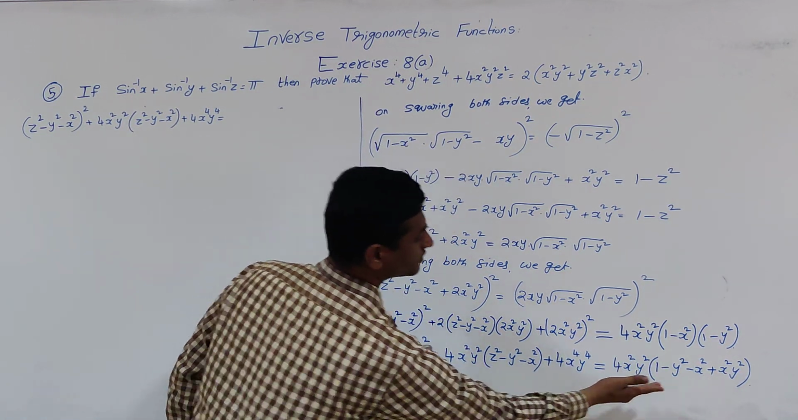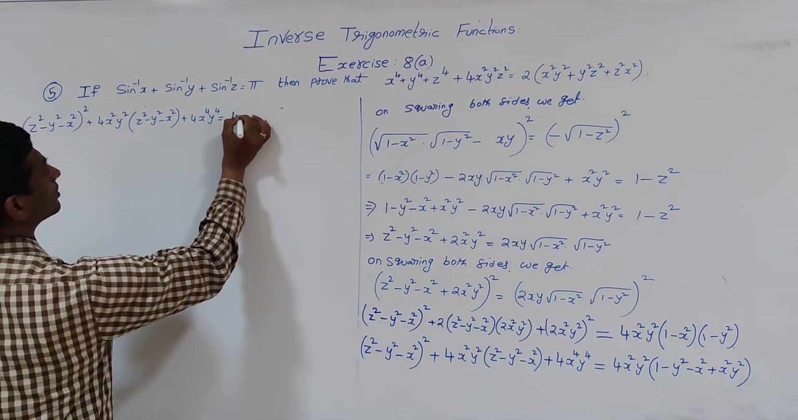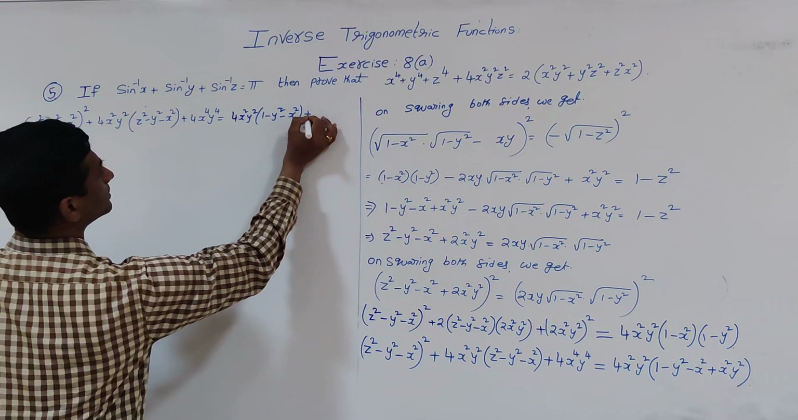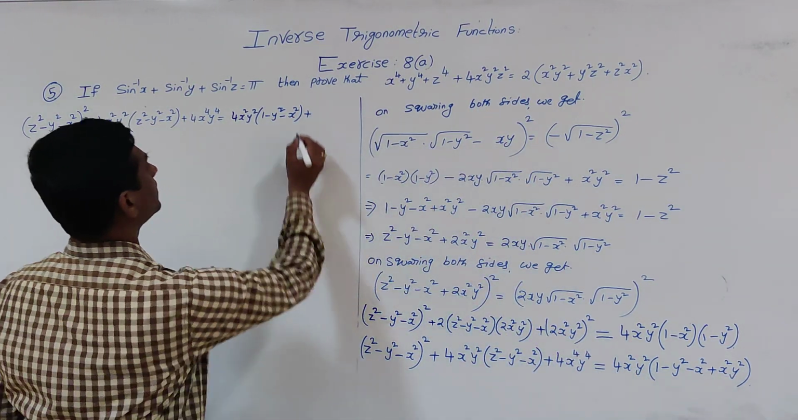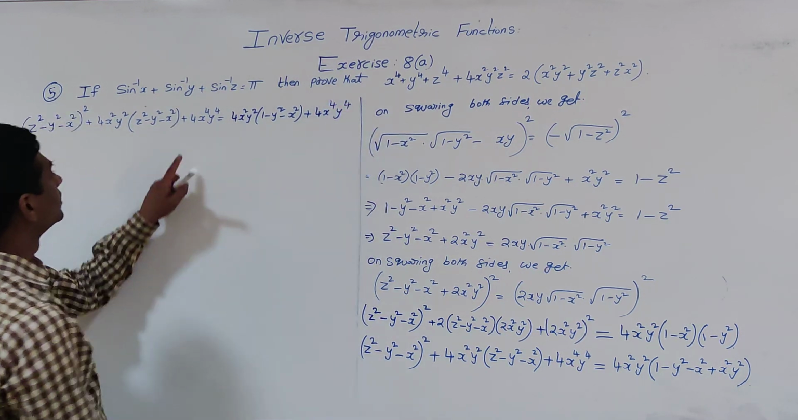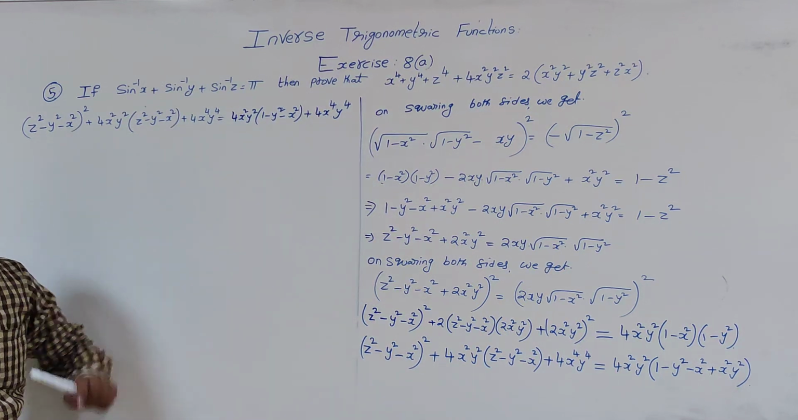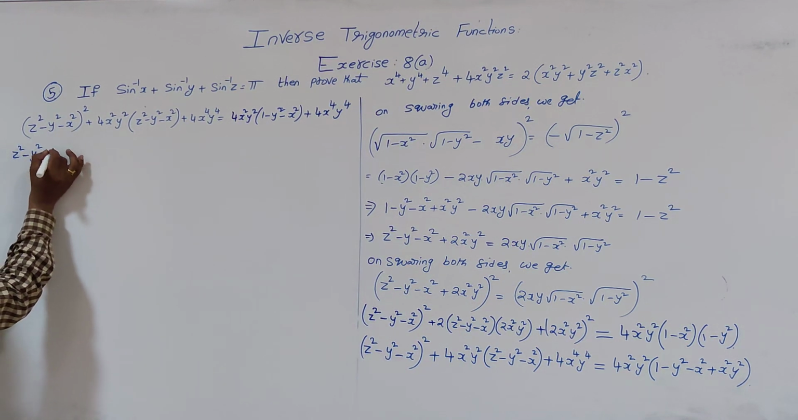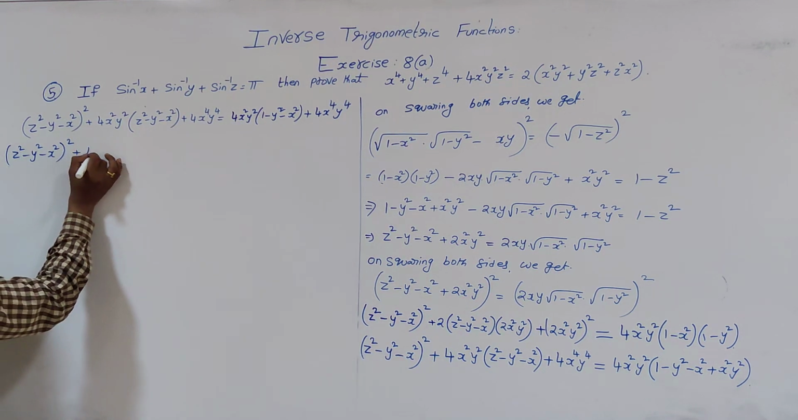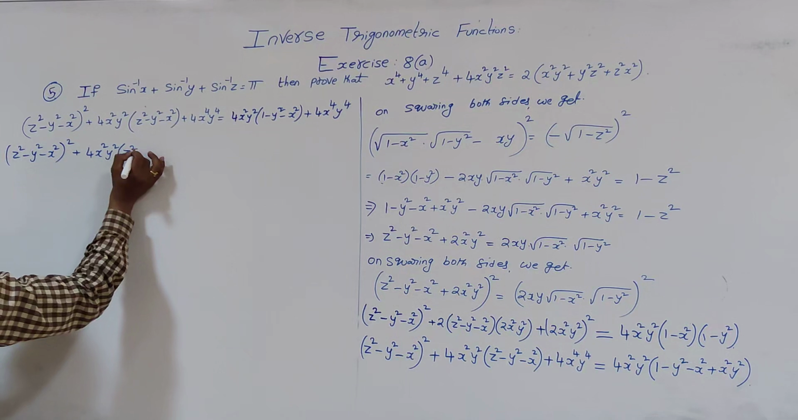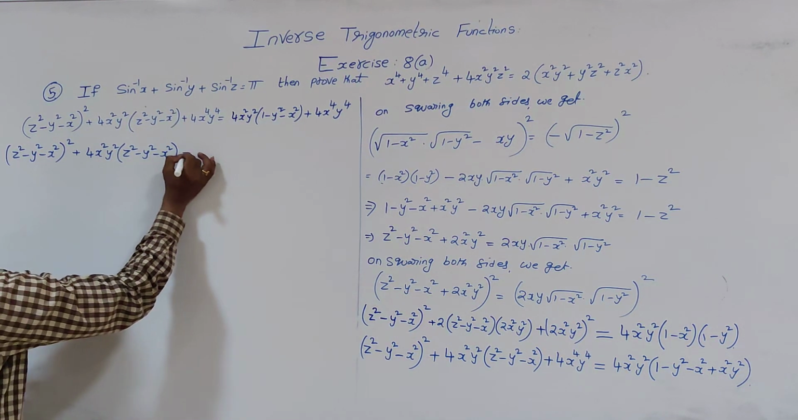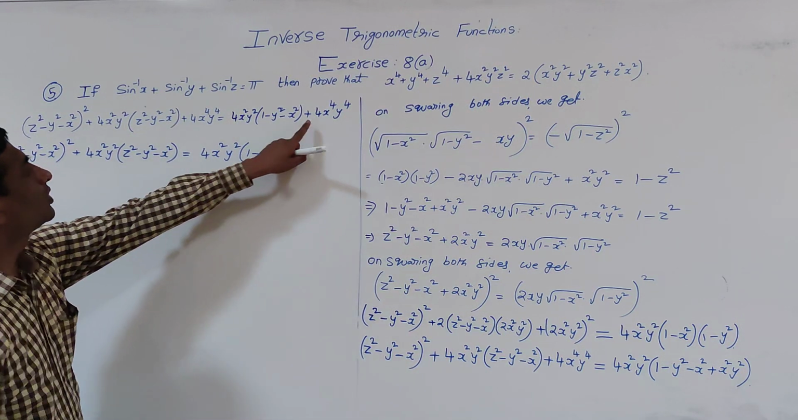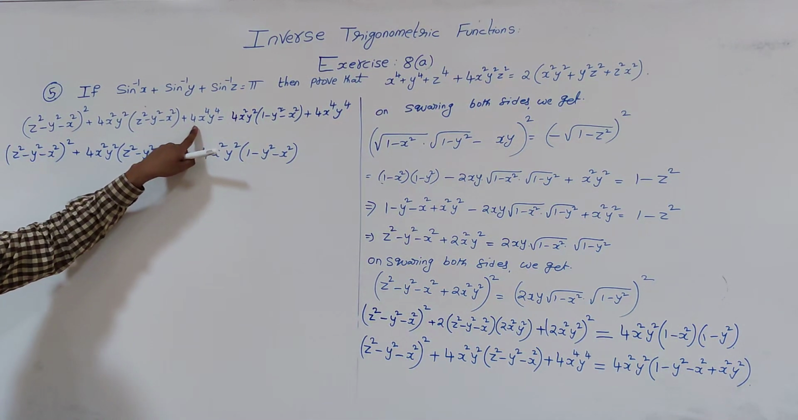4x²y² times of this: 4x²y² times (1 − y² − x²) plus 4x²y² into x²y², so it will be 4x⁴y⁴. So 4x⁴y⁴ on both sides gets cancelled. (z² − y² − x²) whole square plus 4x²y² times (z² − y² − x²) is equal to 4x²y² times (1 − y² − x²), as the 4x⁴y⁴ on the LHS also gets cancelled.